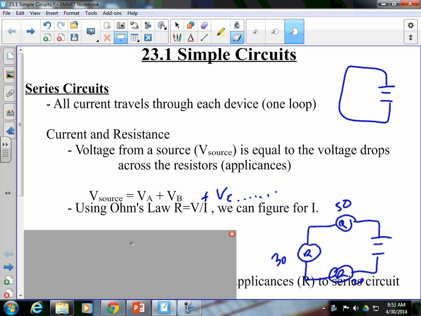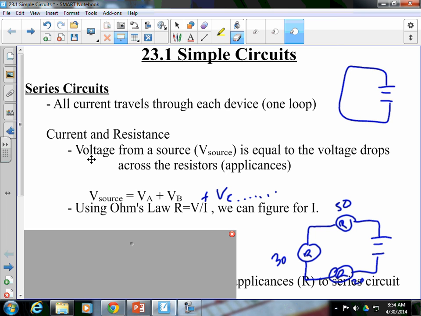Now there are two types of circuits. There are series circuits, the simpler of the two, and then there are parallel circuits. We are going to spend time on both today, and we start with series circuits. A series circuit is one continuous loop. So all current travels through the entire device.